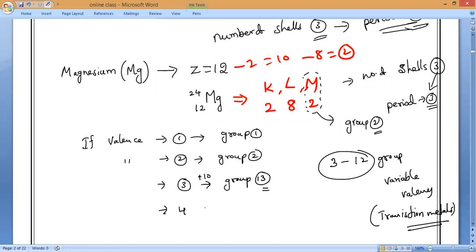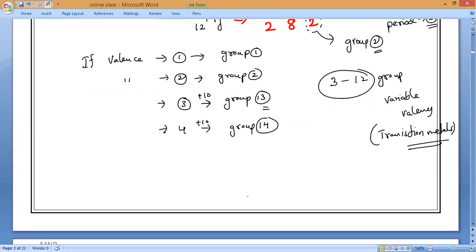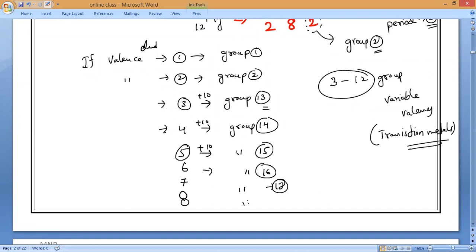If valency is 4, plus 10, where will it come? Group 14. If valence electrons are 5, 5 plus 10, how much? Group 15. Next 10, group 16. Next 10, group 17. Next 10, group 18.